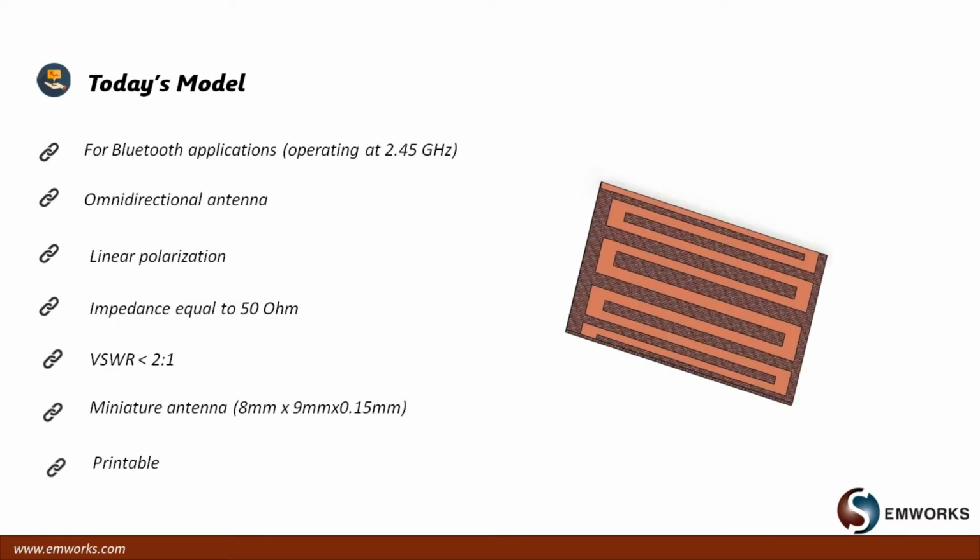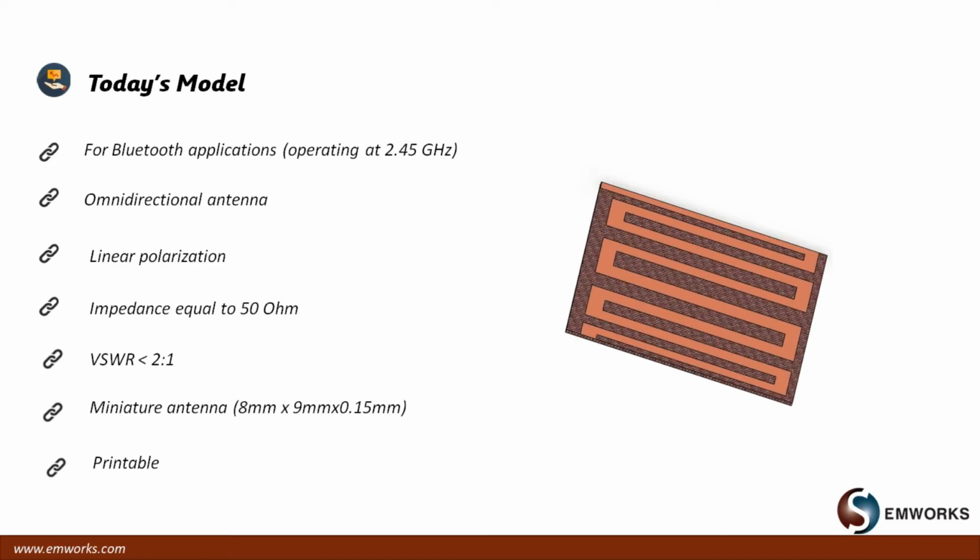So today's model, what we'll be focusing on, is really the design of a Bluetooth antenna that will operate at the ISM band at 2.45 gigahertz. Coverage-wise, we would like to have an omnidirectional antenna because we don't know in which direction the transmitter and the receiver might be related to each other. We'd like it to have linear polarization, and ideally we'd like it to have 50 ohm input impedance and be well matched around the 2.45 gigahertz band.